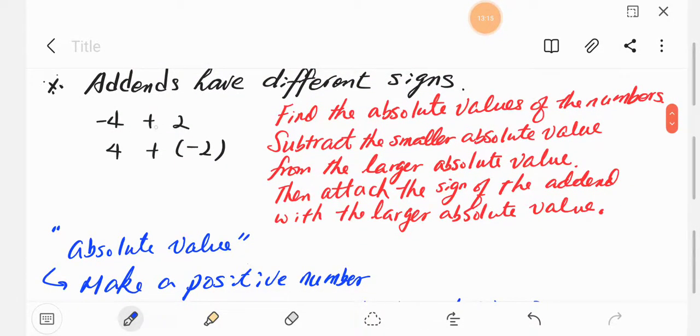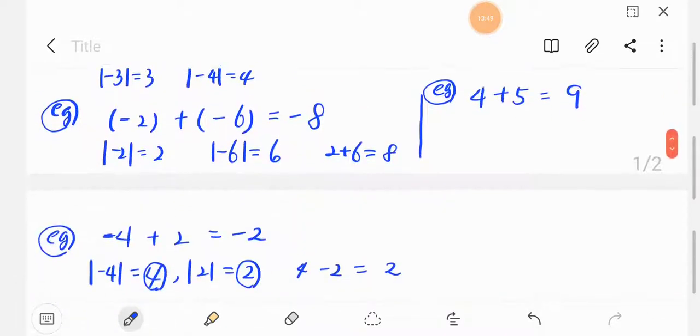So when you add two numbers with different signs, the first step is what? Find the absolute values of each number. Step 2, subtract the smaller absolute value from the larger absolute value, so larger absolute value minus smaller absolute value. Then finally, we follow the sign of the number that has the larger absolute value. Okay, so subtraction is very, very similar to this. So let's try more examples.